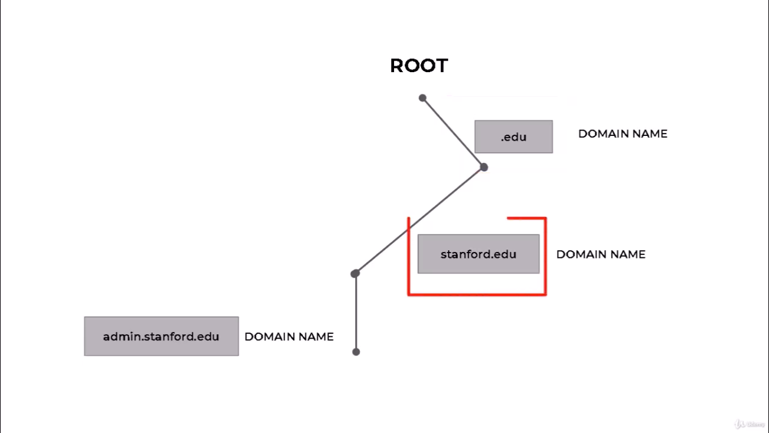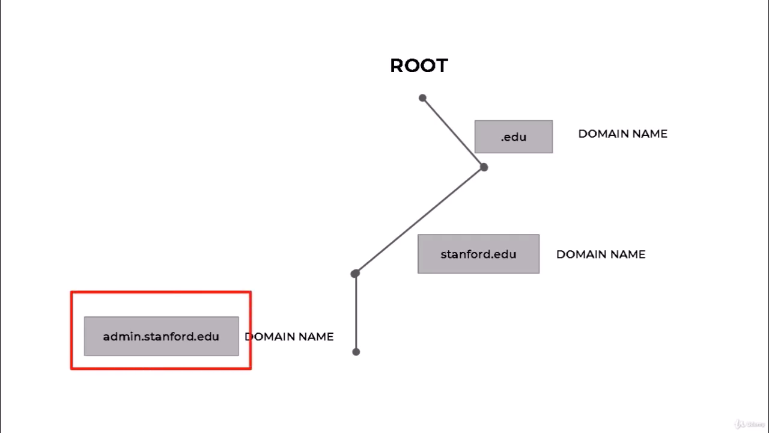Then comes stanford.edu. Now Stanford stands for the domain name authority. Stanford is a specific domain. And finally, the admin, that is admin.stanford.edu, is a subdomain. So it is easier to remember admin.stanford.edu than to remember an entire IP address.